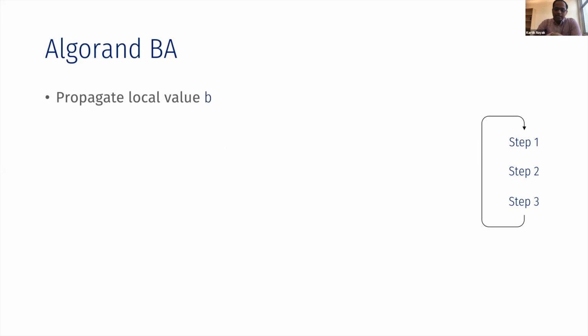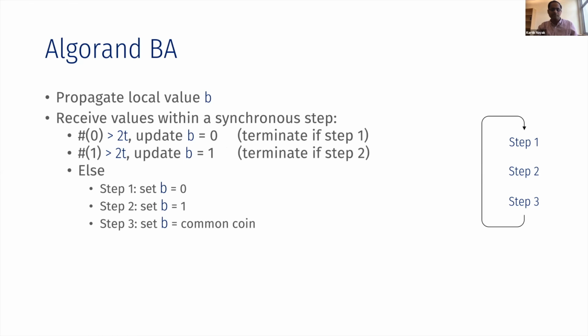So at any point in time, every replica maintains a local binary value B. And this is the value that the replica thinks will be eventually committed. And what I'm showing you over here is the pseudocode corresponding to one of these steps. It looks like a lot, but it is actually fairly simple.